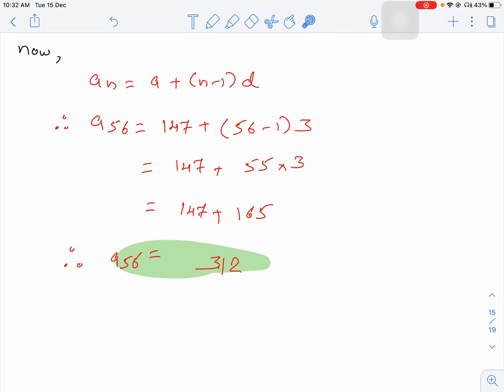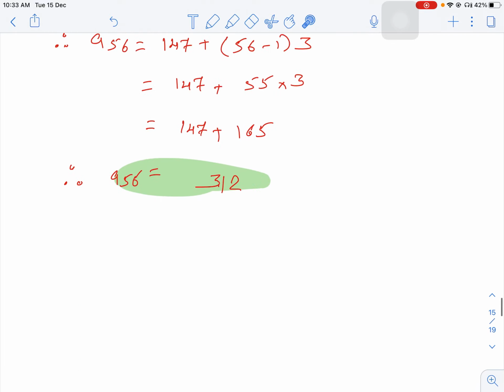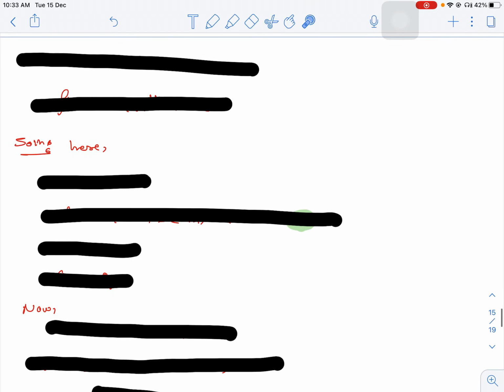312. So what does it mean? That the value of the 56th term, that is A56, is 312. So in this way, by knowing the values of A, D and N, we can find the value of any term. Okay, let us consider some more examples.